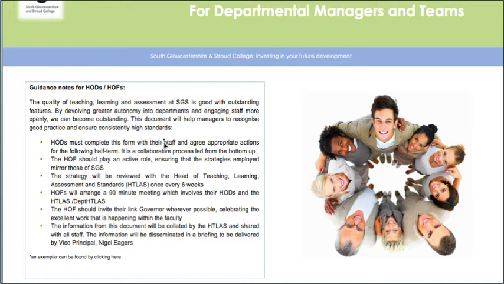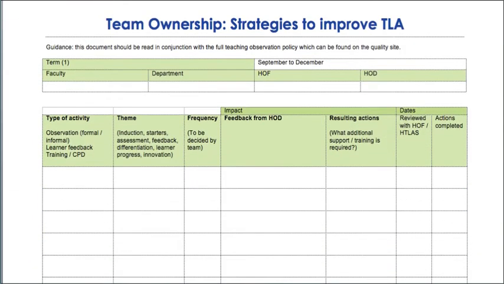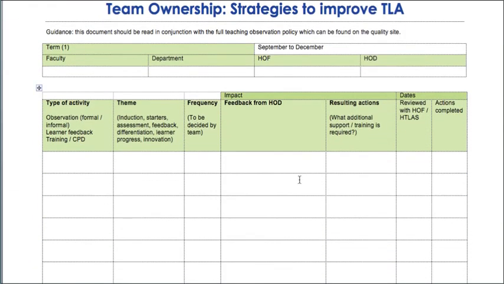Again, on page 1 there are some general guidance notes for managers, walking them through what the general expectations are. On the second page is the form which we'd like you to complete in conjunction with your teams. So at the beginning of each academic term you sit down, you decide what your responsibilities are and what's going to be your strategy to improve teaching and learning for the next 6 weeks.